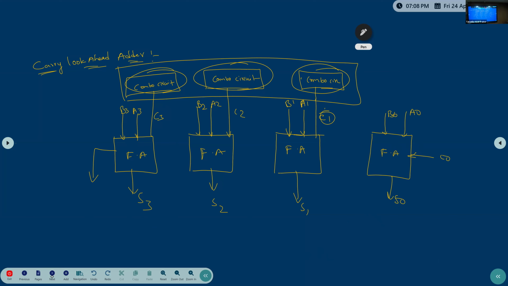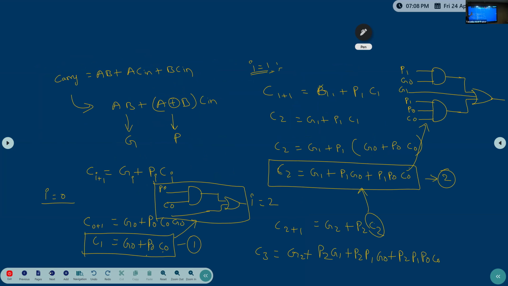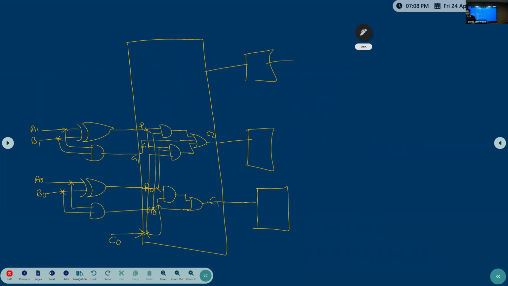So here there is no need to wait for any stage. Each and every stage is independent of the other stages. Sorry, this is I think A0 P0. Correct. Okay, so this is the carry look-ahead adder. If you understand this, we'll go with BCD adder.